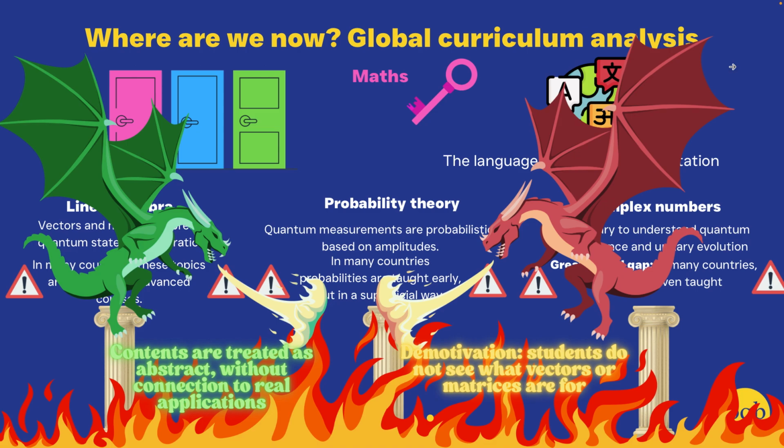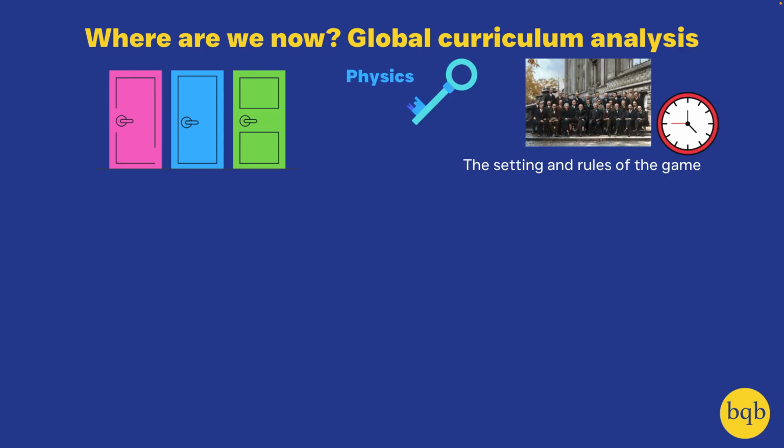This leads to 2 dragons. The first is the fact that in many countries around the world, content in mathematics that is related to quantum mechanics is treated as abstract, and it isn't presented as if it had any real connection to applications. And this leads to the second dragon, which is loss of motivation by the students. Students don't see what a vector or matrix is for. They're not interested because they don't see the utility of it. And quantum technologies present that utility very clearly.